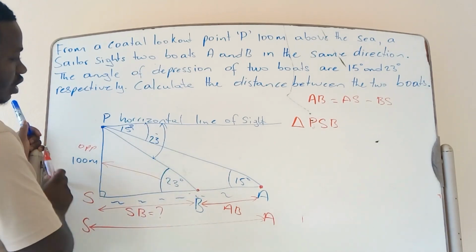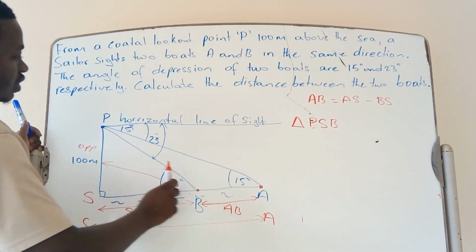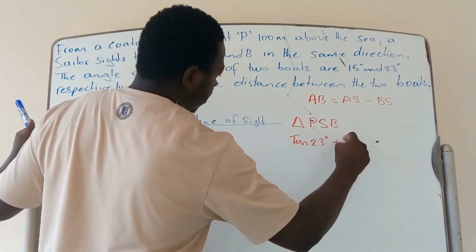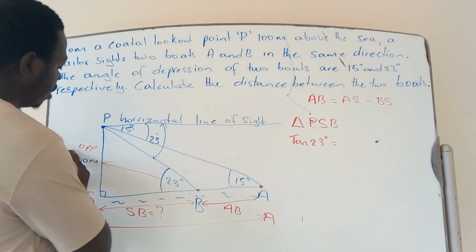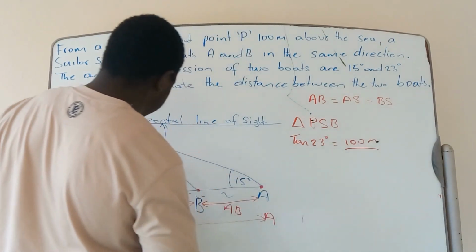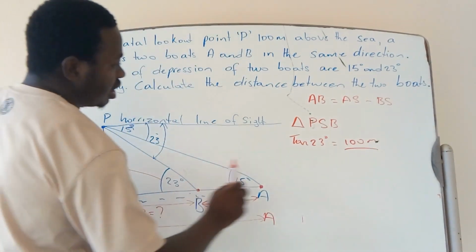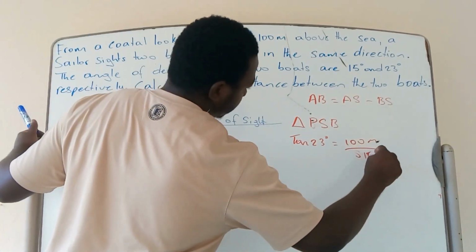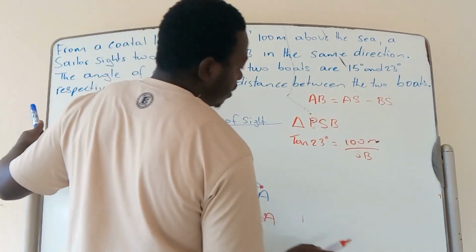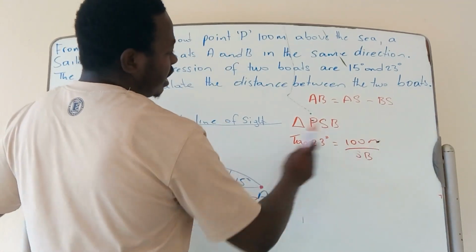PSB, which is this triangle here, which has a 23 degrees angle. So we know that tan of 23 degrees is equal to the opposite length, which is 100 meters, over the adjacent length, which is SB in this case. Right? And it doesn't matter if you say SB or BS, same thing. So now we want to find SB, right?